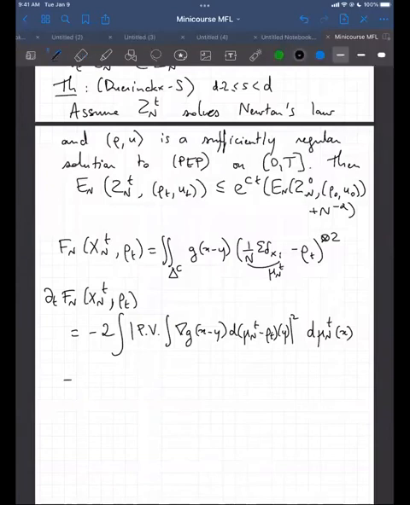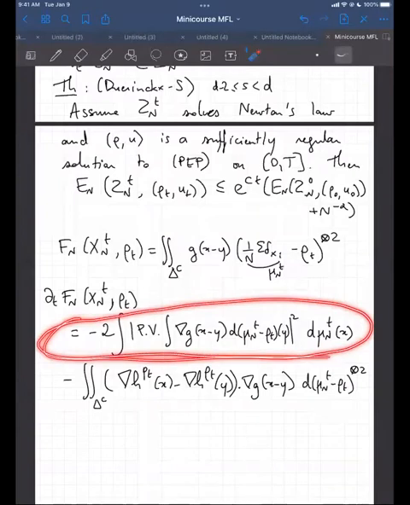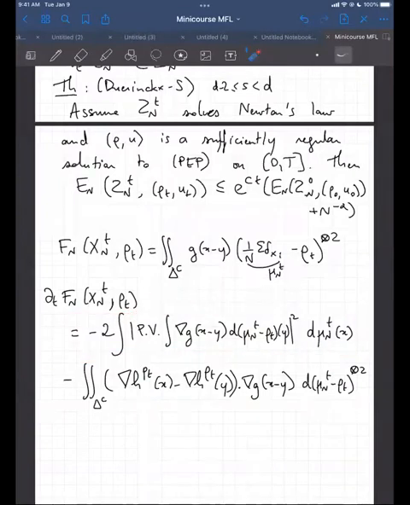And then you get a second term, which involves grad h rho t of x minus grad h rho t of y dotted with grad g of x minus y, d(mu_n,t minus rho t) tensor twice. Okay, so you have to insert the equation, and you have to do a little bit of regrouping of terms. And here I'm assuming I'm in the gradient flow case, so I get this negative term, you see this dissipative term. If you were not in that case, you would have this matrix M times this dot this, which would still have a sign.